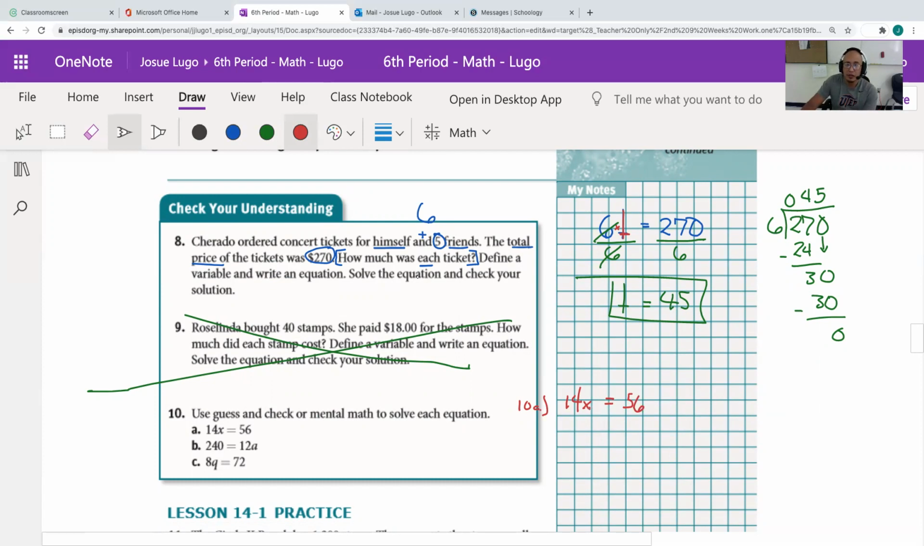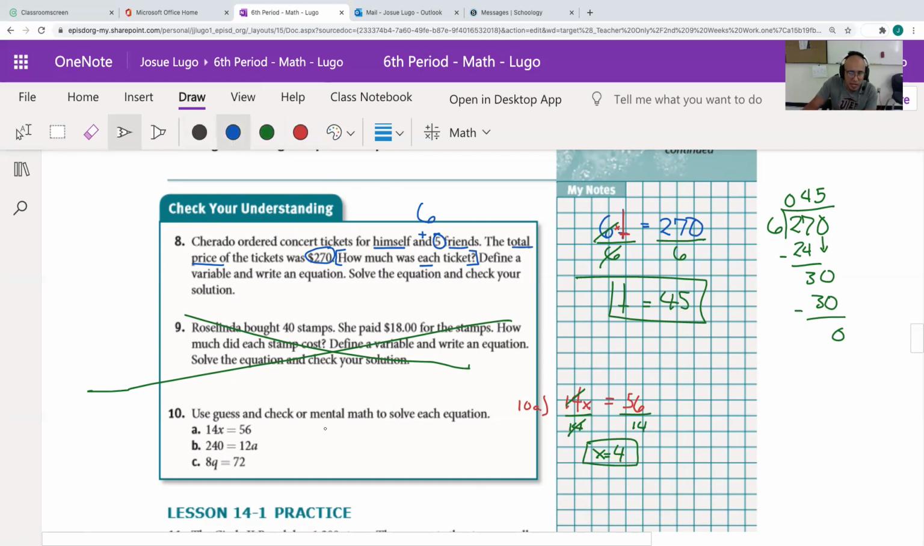Or you can just use the inverse operation. The opposite of multiplying by 14 is to divide by 14. So x will equal whatever 56 divided by 14 is, which is 4. So in Schoology, just put 4. And that makes sense because if 14 times what is 56, it would be the same thing as 56 divided by 14.